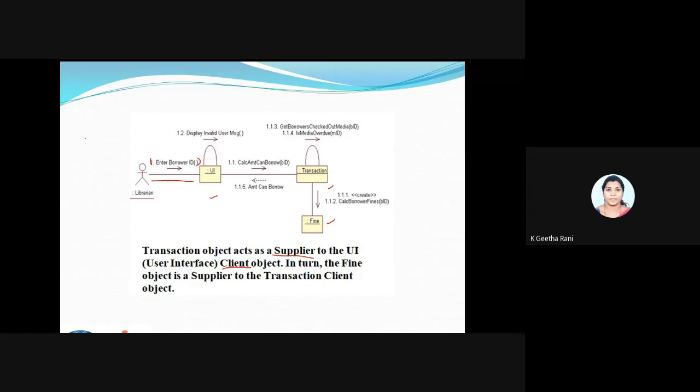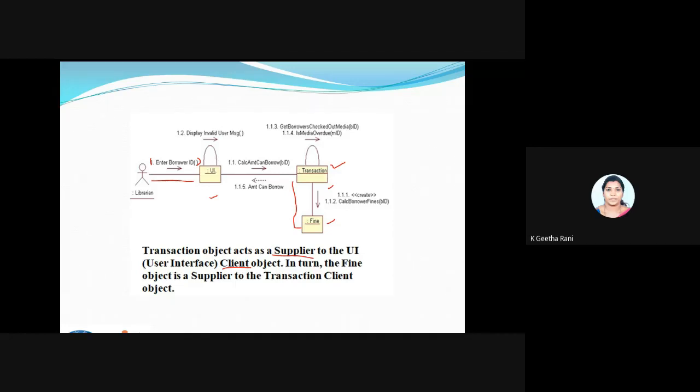So here in this example, we will see what is a supplier and what is a client. You can see this transaction is receiving an object from the UI, so I'll call this transaction a supplier because it's going to receive. Now when I compare this transaction and fine, again I have this fine object here. This fine is a supplier to the transaction client object because fine is receiving the messages from the transaction object. Then I'll call this transaction a client.